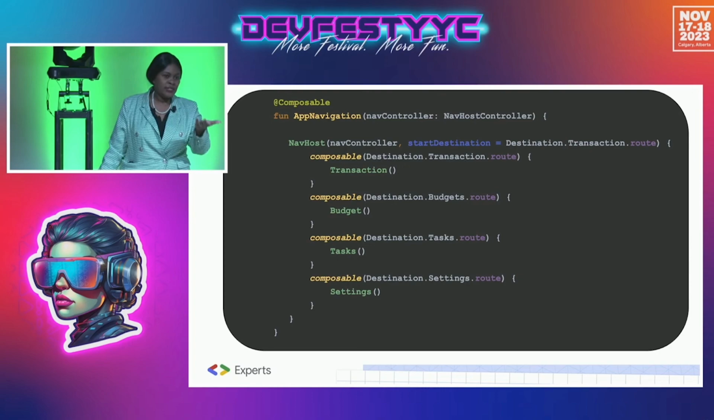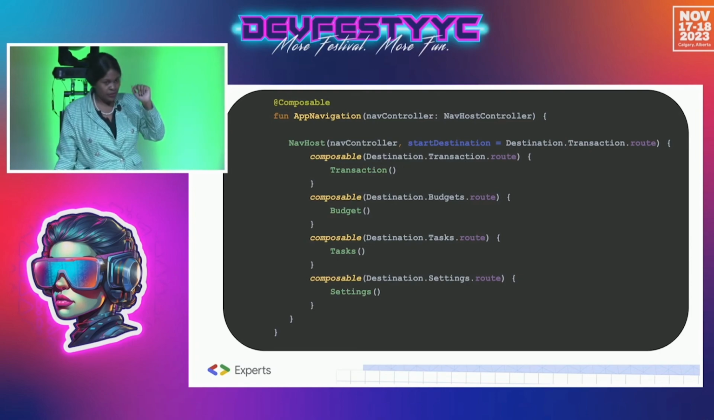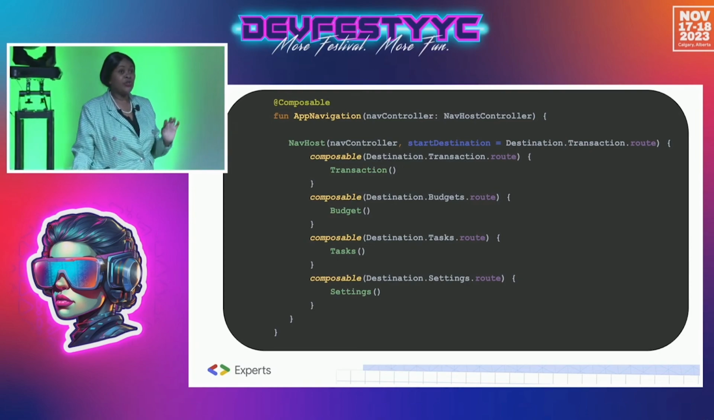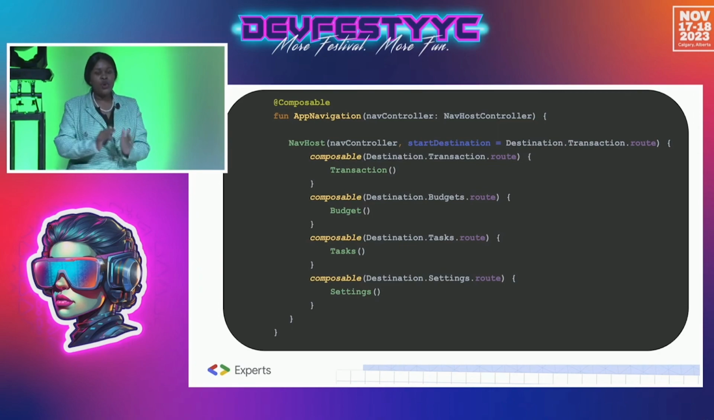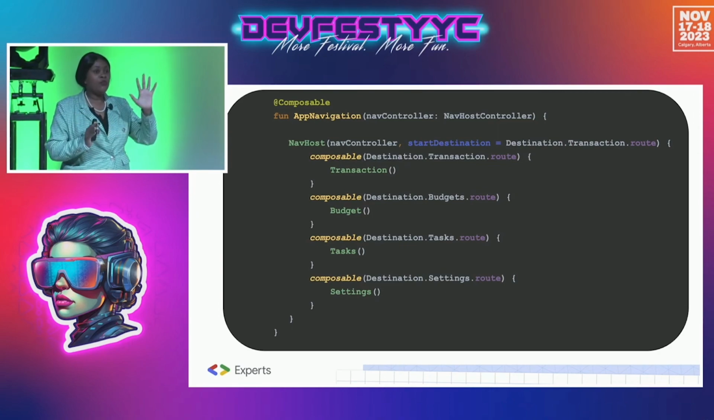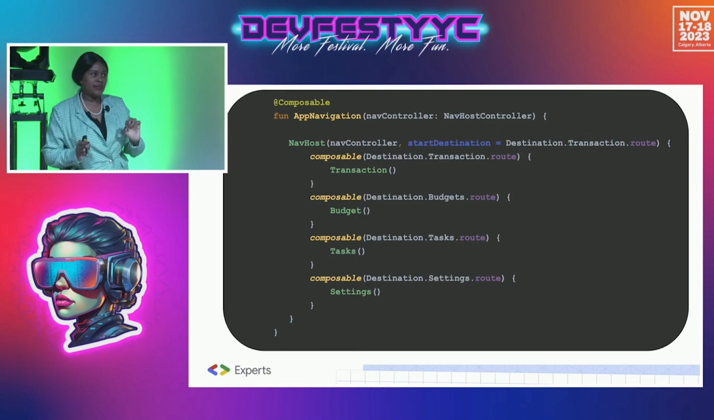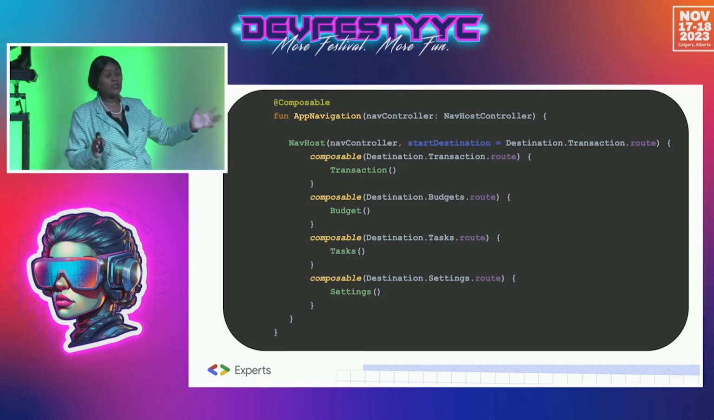But here what we're telling is that this nav host will have the nav controller, will have a start destination. So it's very important to tell the start destination. And this is because when you launch your application, you need to ensure that it goes to that exact place. So if you want your start destination to be, let's say, an onboarding screen, that's where it will start from.